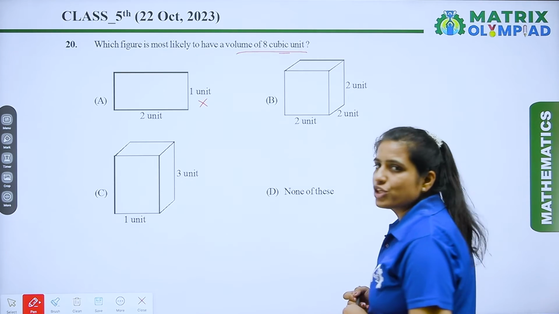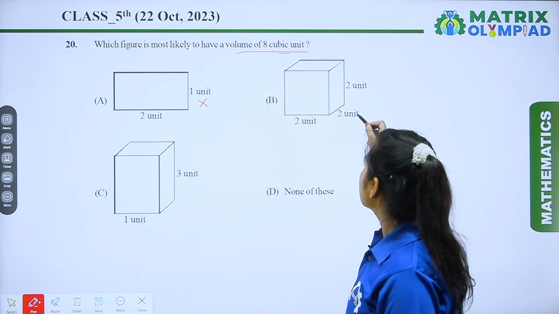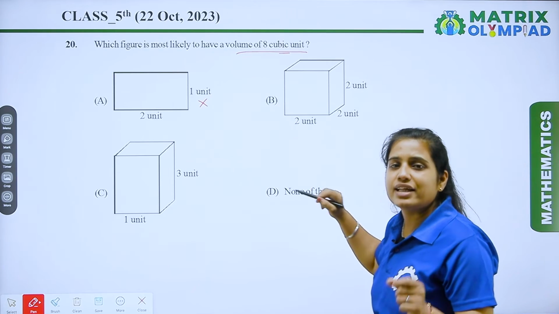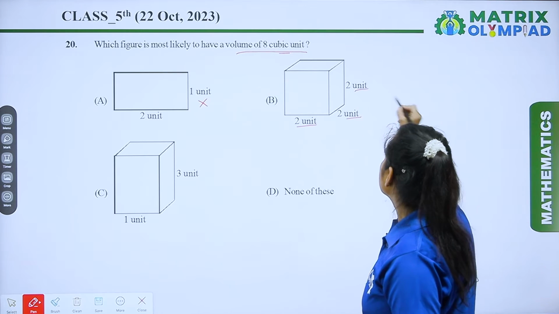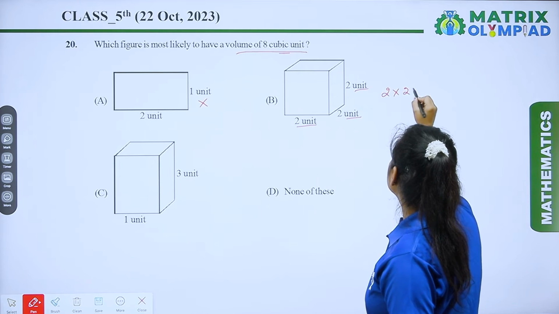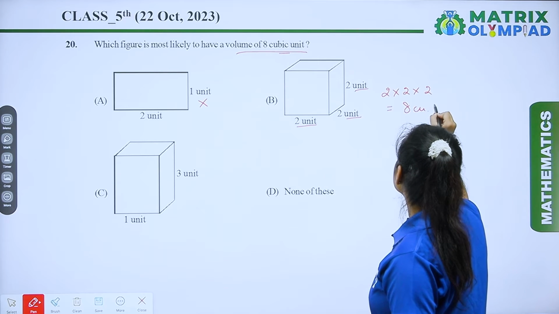Let's check option B. In this figure we have length, breadth and height, or we can say side into side into side, because all the measurements are equal. So here 2 multiplied by 2 multiplied by 2 is 8 cubic unit.